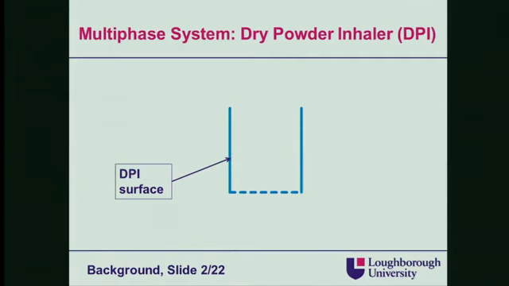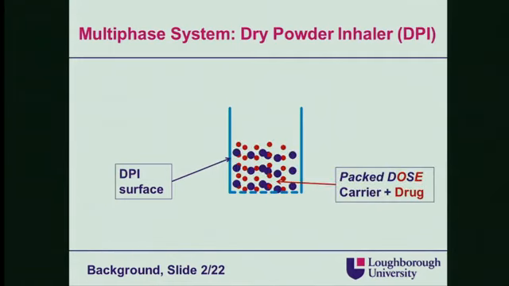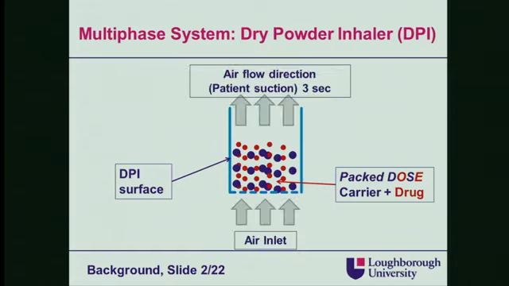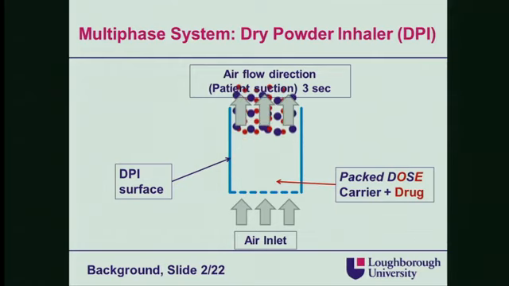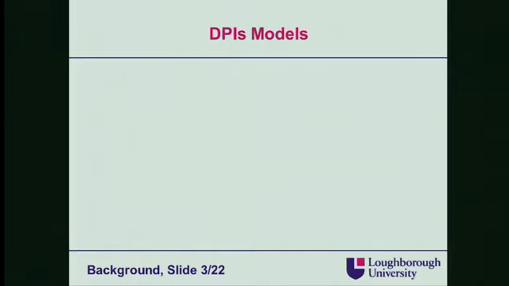We have a general dry powder inhaler geometry. We have the packed dose down here, and generally it consists of two sizes of particles: carrier particles, mainly lactose, and the drug particles as well. The flow is mainly triggered by the patient's suction. This creates a multiphase flow and fluidizes the particles, and they are removed from the inhaler.